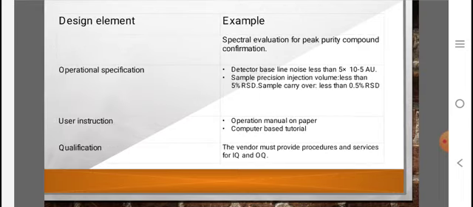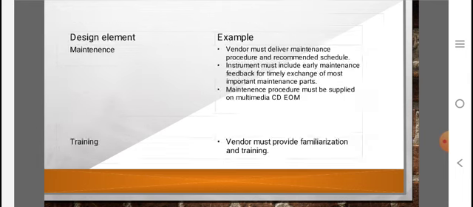Coming to design elements, operational specification. In this example, detector baseline noise less than 5 × 10⁻⁵ absorbance units. Sample precision, injection volume less than 5% RSD. Sample carryover less than 0.5% RSD. User instruction: operation manual on paper, computer based tutorial. Qualification: the vendor must provide procedures and services for IQ and OQ.